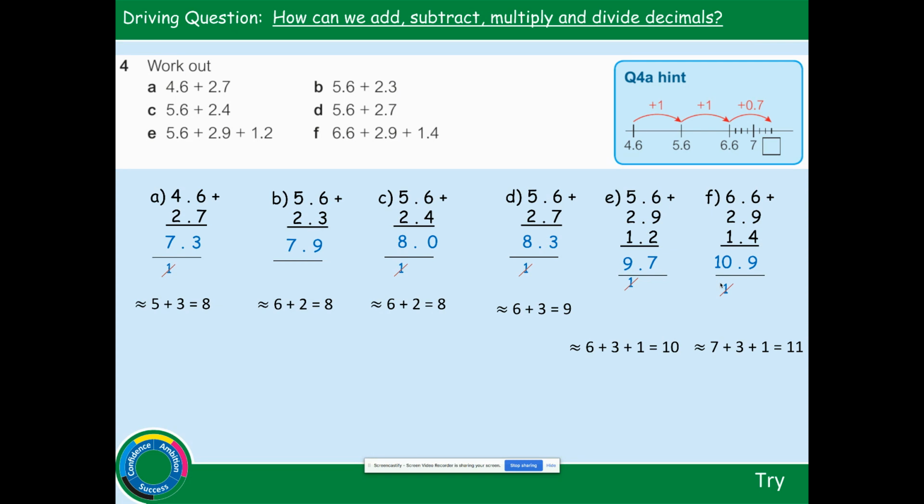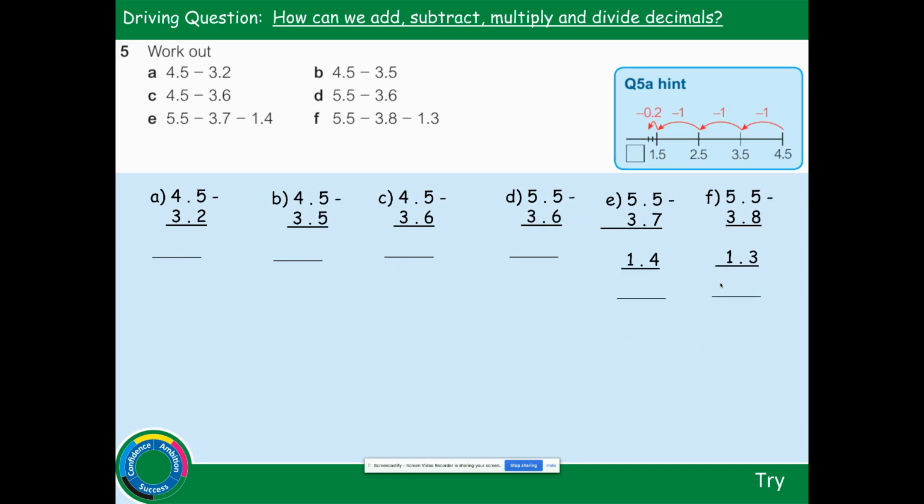Okay, that's addition. So let's have a little look at some subtraction. Again, I'll talk you through the first one. 4.5 subtract 3.2. Okay, they're written along a line here for the questions. It doesn't stop you putting it in column, and that's columns what we'd like you to practice.